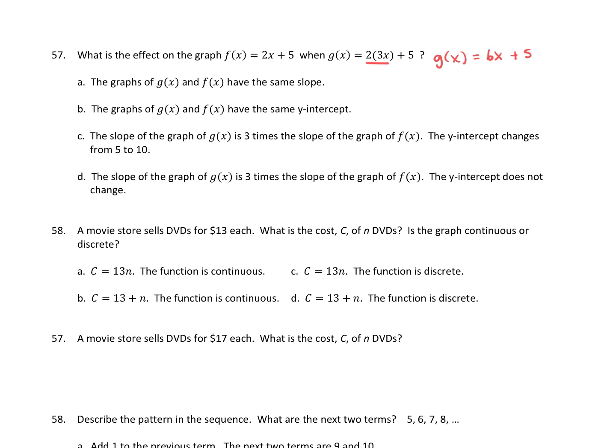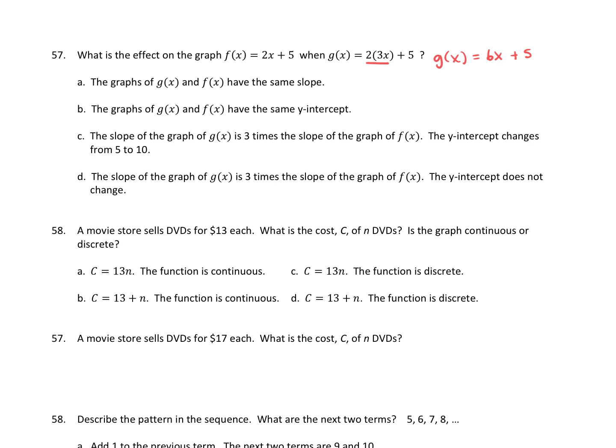Option C, the slope of the graph of g of x is 3 times the slope of the graph of f of x. So is 6 3 times a 2? It is. The y-intercept changes from 5 to 10. Well, the y-intercept just stayed at a 5, so we don't like option C.